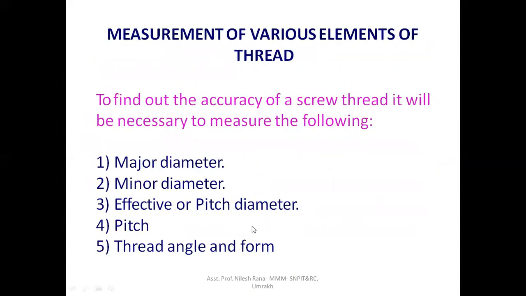Okay. So here we will see the measurement of various elements of thread. Now we have already discussed the screw terminology: what is the major diameter, what is minor diameter, what is effective diameter, what is pitch, what is thread angle. Now this is the method to measure the various elements of thread. For the screw thread, it will be necessary to measure the following: the major diameter first, then minor diameter, then effective diameter, then pitch, and then thread angle. So today we will see how to measure the major diameter.